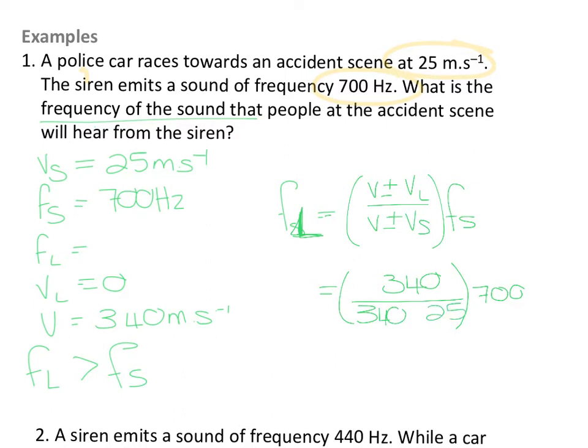Now it's a decision as to whether I'm going to plus the 25 or minus the 25. I know that FL must be bigger than FS. That means my fraction must be bigger than 1 so that I get a bigger value. I then minus the 25 so that I have a big number over a small number. So then we plug this into our calculators and we're happy. Only if we write it down correctly. So that's 756 hertz. Straightforward.